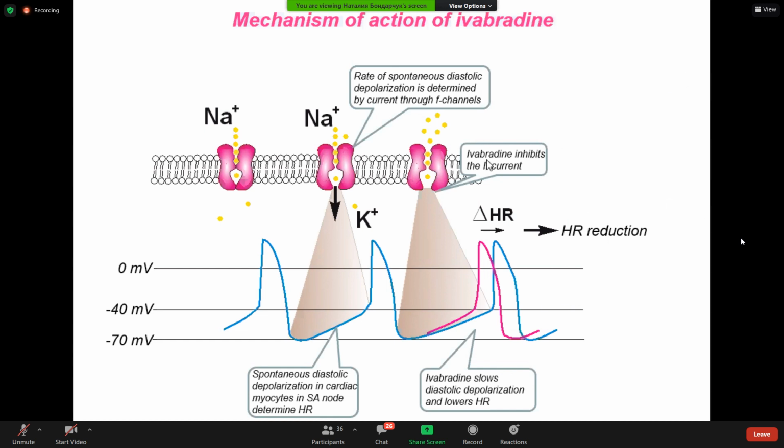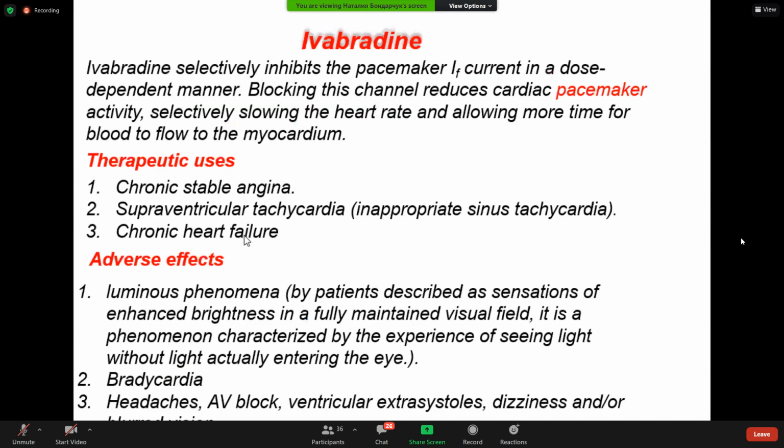That's why we call this drug as bradycardic drug, because it inhibits the Fanny channels, or is better to say that it inhibits the current through Fanny channels. So mechanism of antiarrhythmic action of ivabradine, it selectively inhibits the pacemaker IF current in a dose-dependent manner. Blocking this channel reduces cardiac pacemaker activity. So these drugs selectively slowing the heart rate and allowing more time for blood to flow to the myocardium.